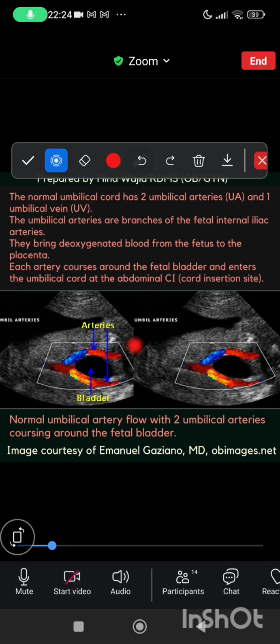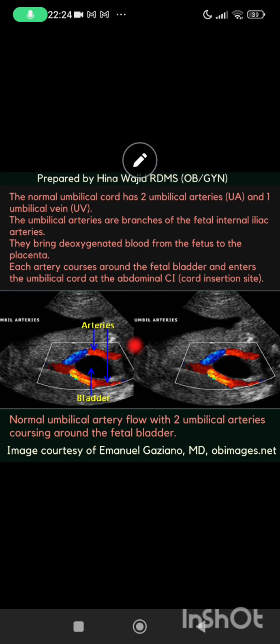So for the umbilical cord there are two insertion sites. One is the abdominal cord insertion site and the other one is, anyone? Placental. Yes, on the placenta. The other insertion site is on the placenta.